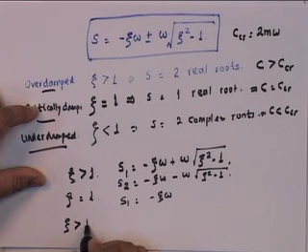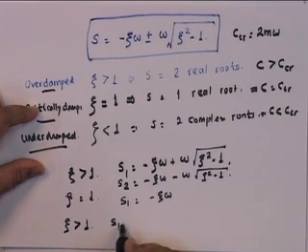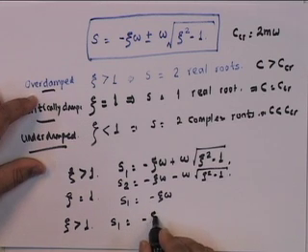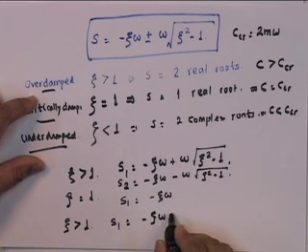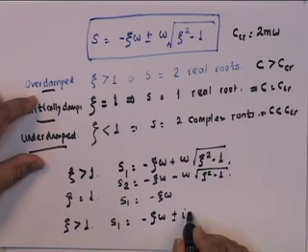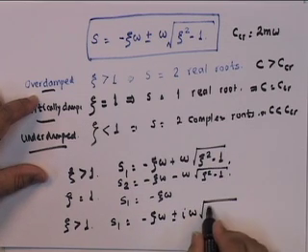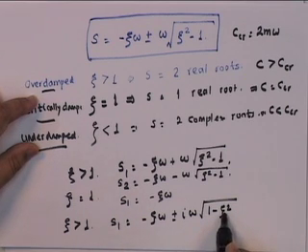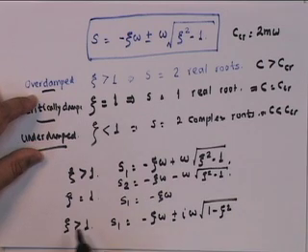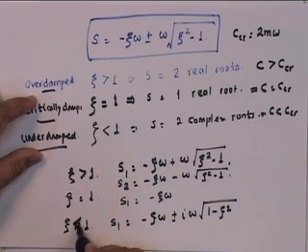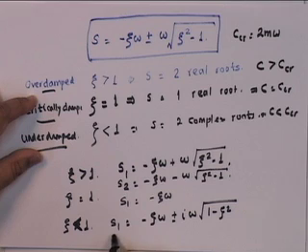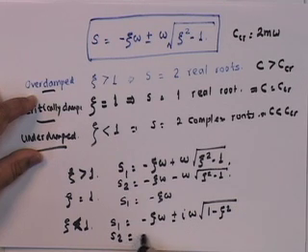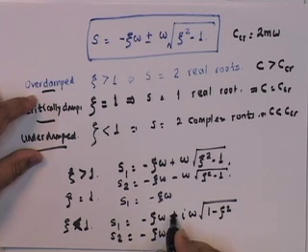If xi is less than 1, you have two roots. One is minus zeta omega plus minus i omega square root of 1 minus xi squared. Note that 1 minus xi squared is a positive quantity, because xi is less than 1. Okay. When S2 is equal to minus xi squared, sorry, this is plus and then minus.